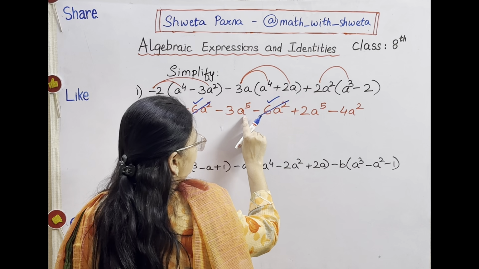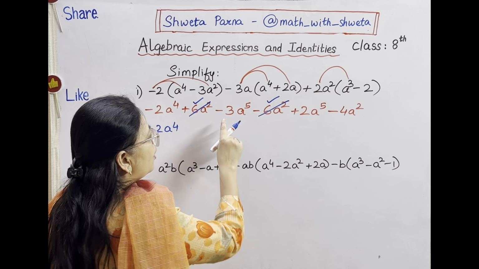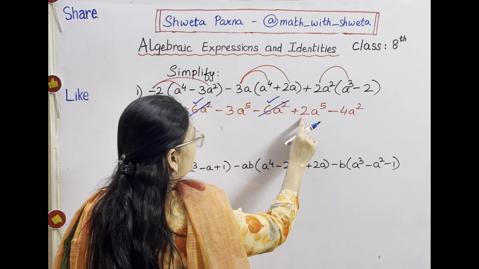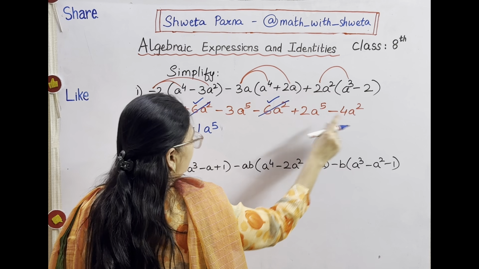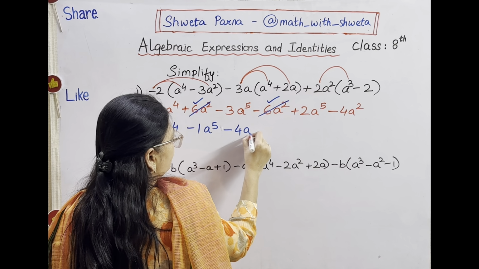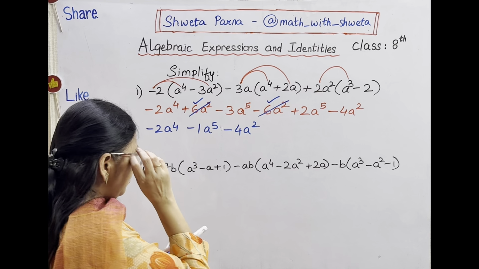Now minus, this is a raised to 5, even this is a raised to 5, you can solve it. So minus 3 plus 2 will become minus 1a raised to 5. And what is left? Minus 4a square. This becomes your answer. Okay. Let's do one more sum.